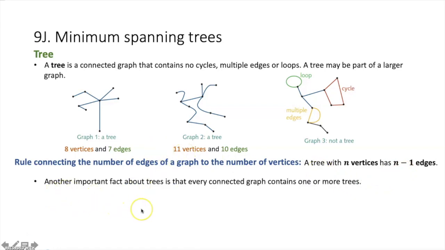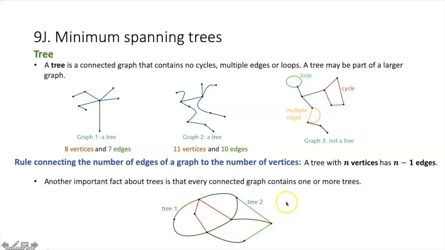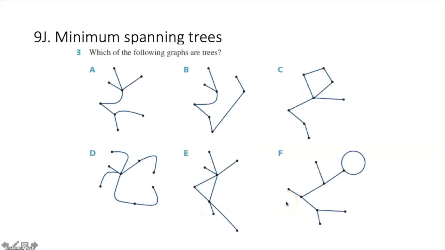Another important fact about trees is that every connected graph contains one or more trees. This is a connected graph. You could find two trees, the tree colored in red and also the tree colored in green. You can also find other trees in this connected graph. So they are the two examples we have here. Okay. Now let's put it into practice.